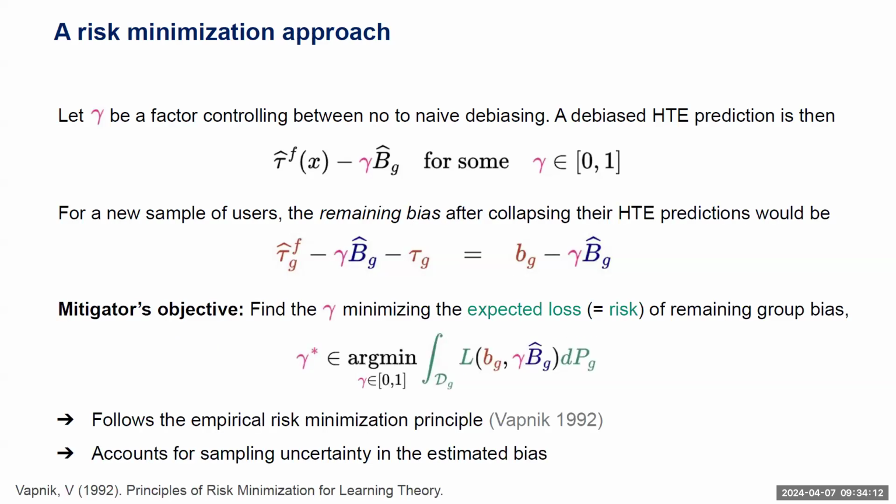Our objective, of course, is to find a gamma that would minimize the expected loss, what in statistics is known as the risk that any bias remains. So we should find the gamma between 0 and 1 that minimizes the expected loss over the different samples we could have had to detect the bias. It follows the standard empirical risk minimization principle in machine learning, and it accounts for the sampling uncertainty we have during the detection. That's what we account for now.